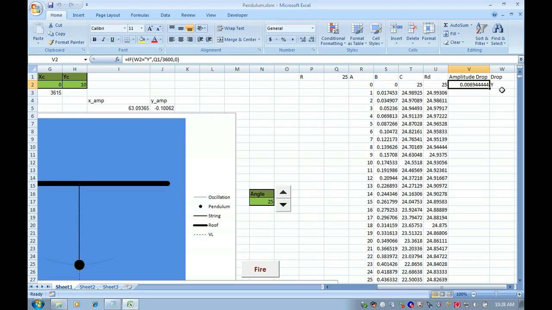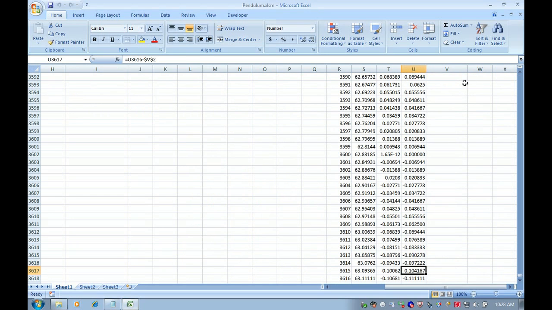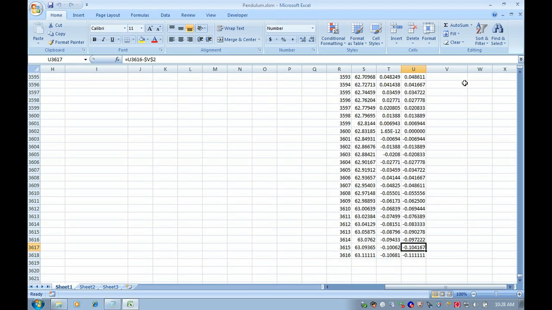fraction rather. The amplitude drops from 25 degrees, the initial angle is 25 degrees here, it drops by this much, and it gradually drops to 0 here. If you go to the bottom of it, it drops to 0.